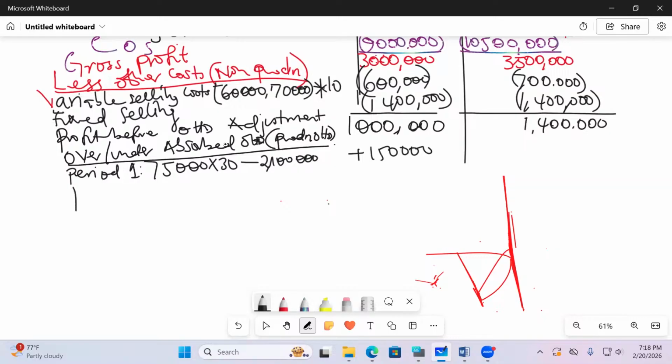So we go to period 2. Do we know the number of units that we produced in the second period? How many? 65,000. And the fixed overhead absorption rate that we got is 30, isn't it? Minus the actual fixed production overhead from the marginal, it is what here, somebody? 2.1 million. Which gives us what here, somebody? Negative 150,000.